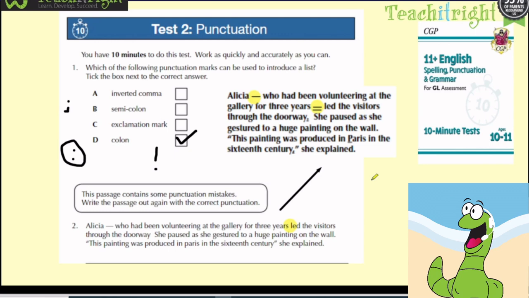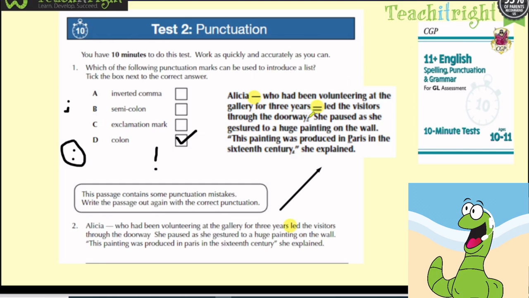Now, it's important to know that with subordinate clauses, the extra bit of information does not make sense on its own, and without it, the sentence would. So without the part in between the dashes, the sentence would read, Alicia led the visitors through the doorway. But by adding that extra bit of information, the subordinate clause, we give the reader a little bit more detail. We now know that Alicia had been volunteering at the gallery for 3 years.